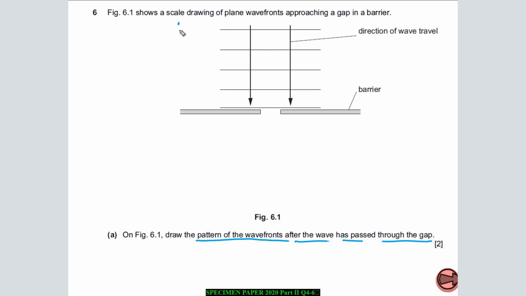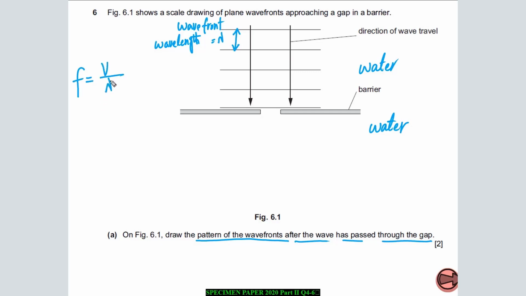So this horizontal line represents a wave front. And the distance between two wave fronts is equal to lambda, the wavelength. So we need to be quite clear about this. As we can see here, the water is on one side and after it crossed the barrier there is also water, meaning the medium is not changing. If the medium is not changing, let me write down the frequency, that is equal to v over lambda.